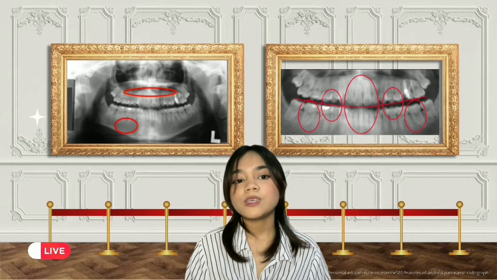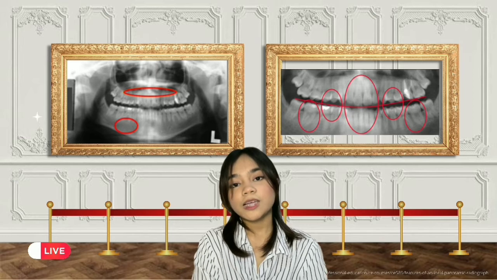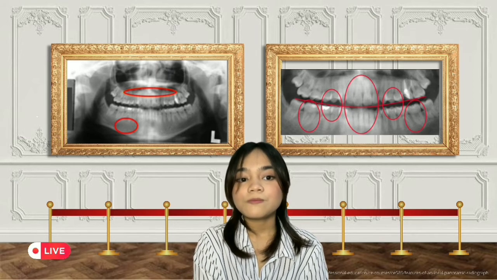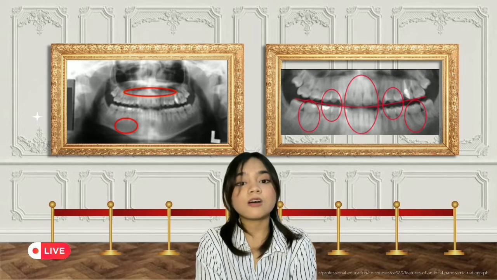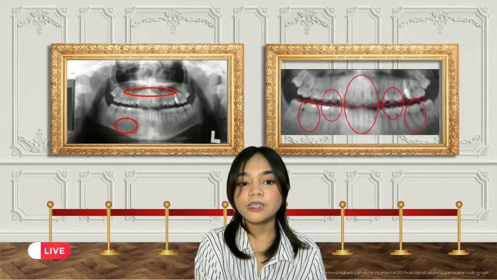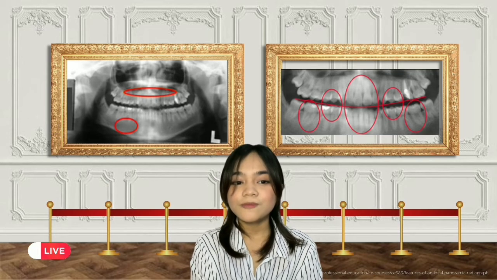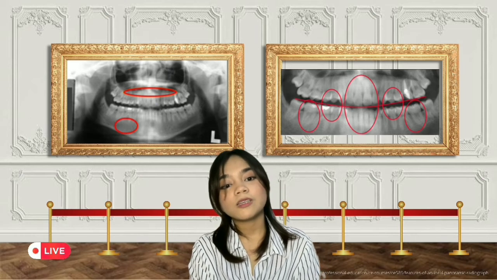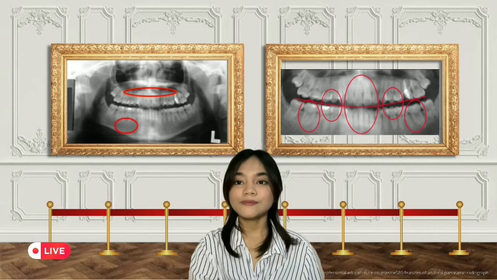Fifth, there should be no evidence of artifactual shadows due to dentures, earrings, and other jewelry. Sixth, the patient identification label should not obscure any of the above features. Seventh, the image should be clearly labeled with the patient's name and the date of the examination. Eighth, and lastly, the image should be clearly marked with a right and/or left letter.